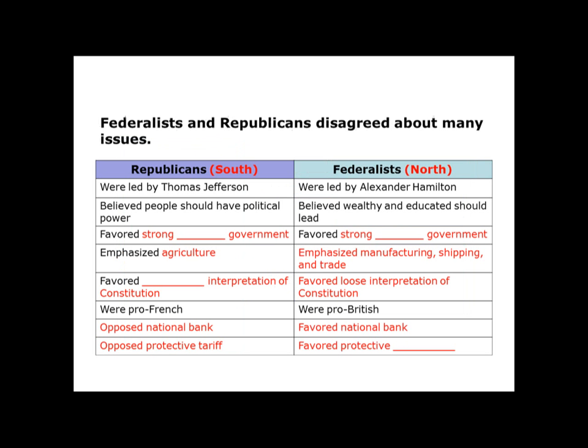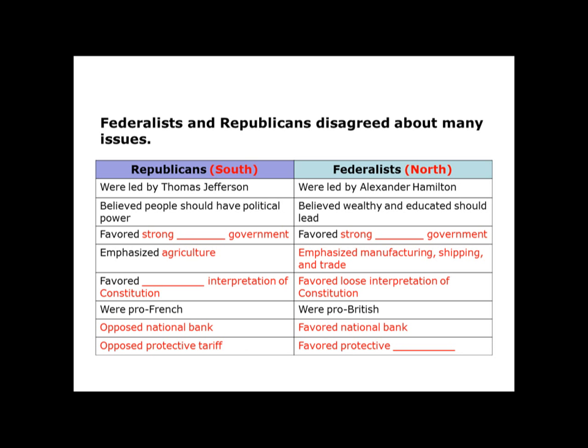Federalists and Republicans disagreed about many issues. These are some of the main ones. Republicans in the South were led by Jefferson. They believed people should have political power. They favored strong state government. They emphasized agriculture, favored a strict interpretation of the Constitution, pro-French, opposed a national bank, and opposed protective tariffs. Tariffs were taxes on imported goods.